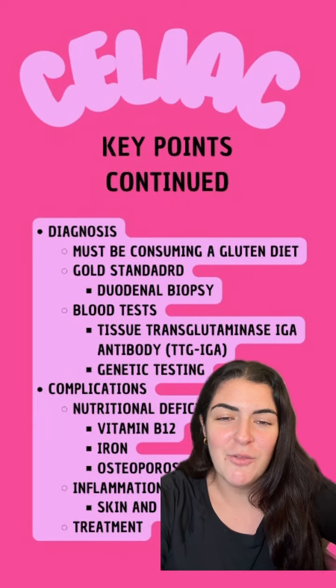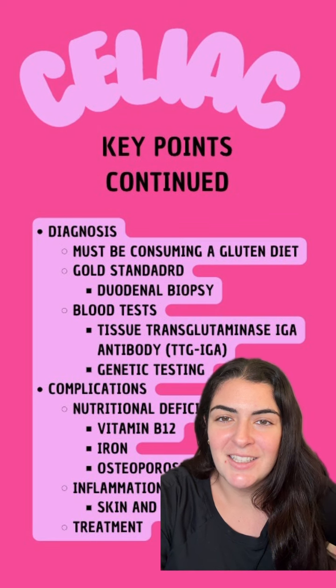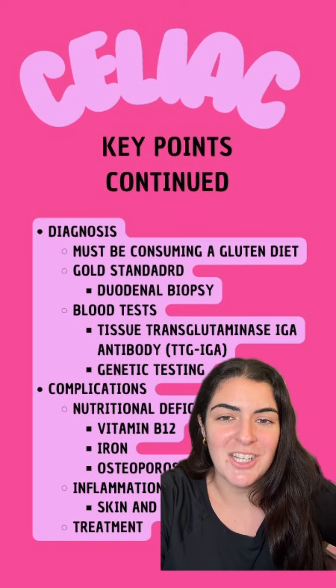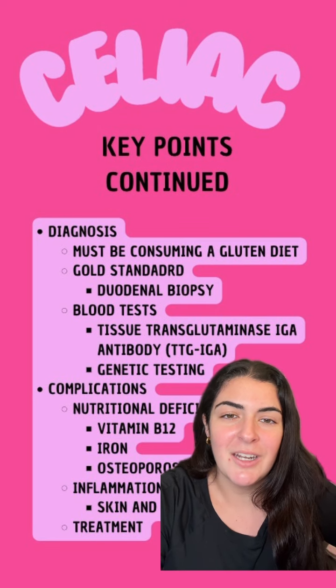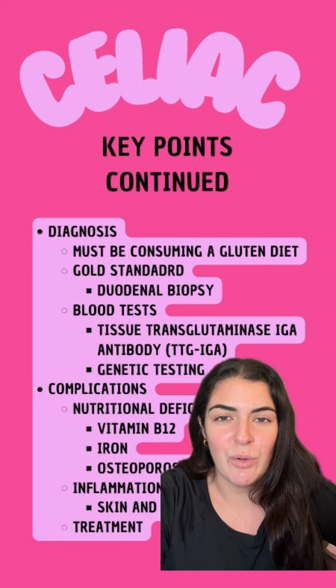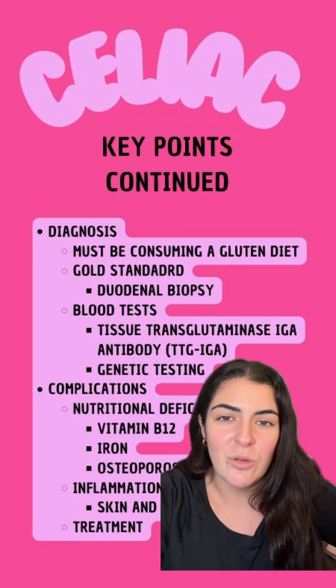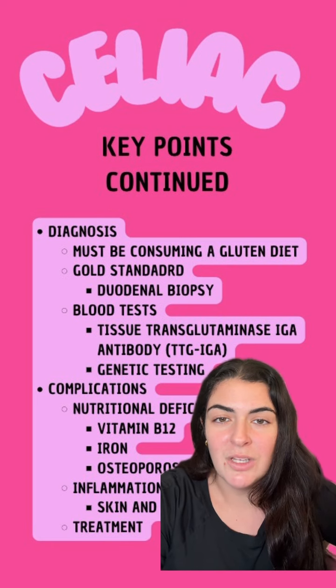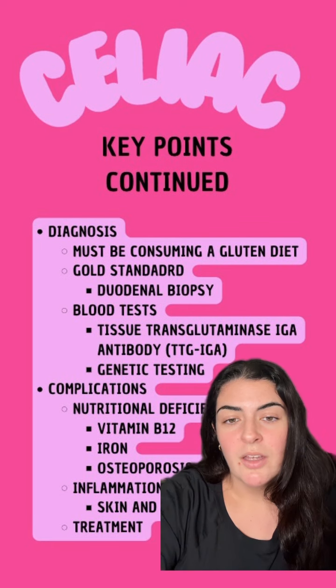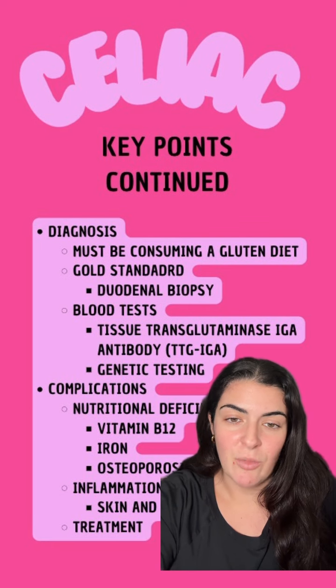So as you can recall from my last video, celiac disease is an autoimmune disorder of the GI tract. It is characterized by an inability of an individual to break down the protein gluten. Gluten is found in foods such as wheat, barley, and rye. Now, what are some other key points you need to know about for the NCLEX?